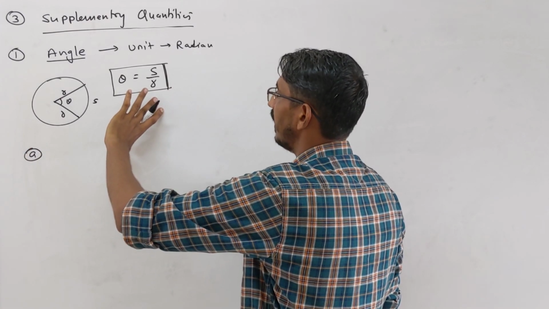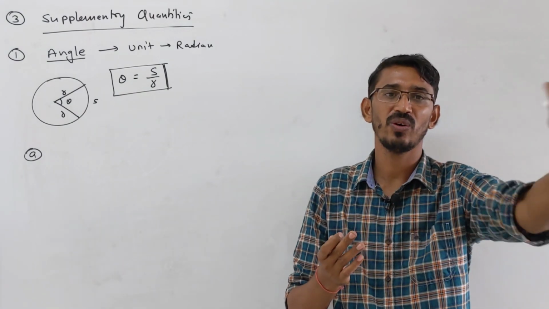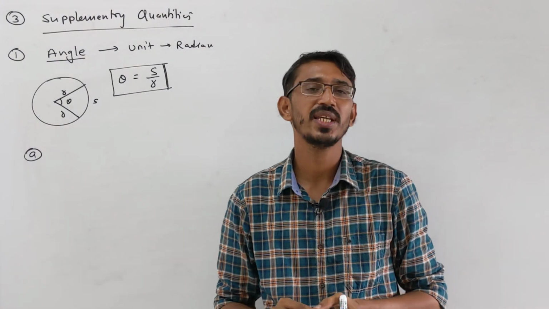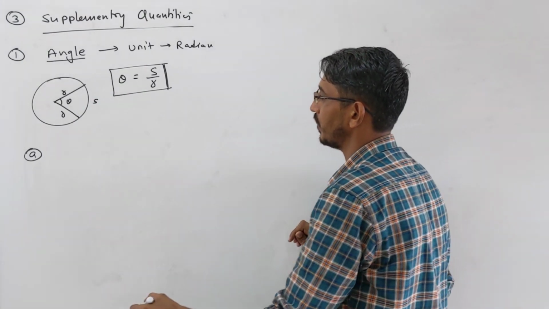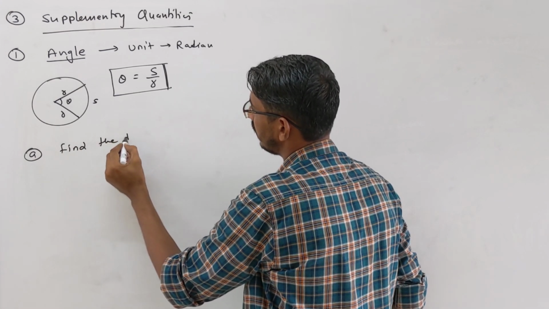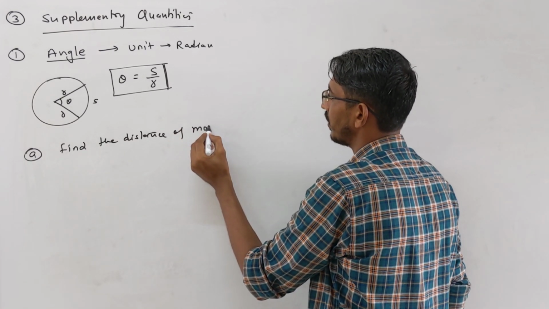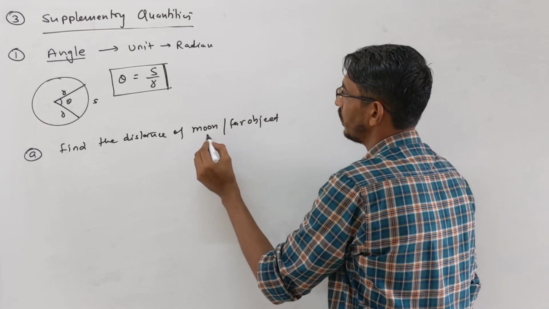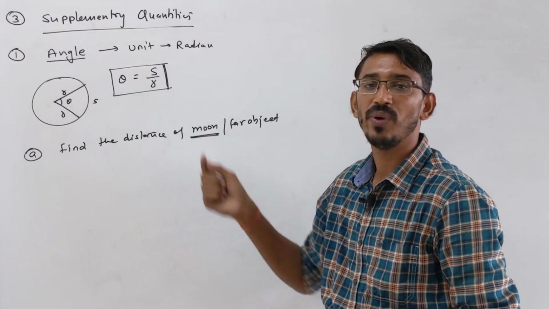Using this, we can find the distance of a very far object, or we can find the diameter of a very far object, like you can find the distance of the moon, or the diameter of the moon. So how they have asked in an exam, suppose: find the distance of some, let's say, moon or some far object. Yes, you want to find the distance of some very, very far object. You can use this formula.